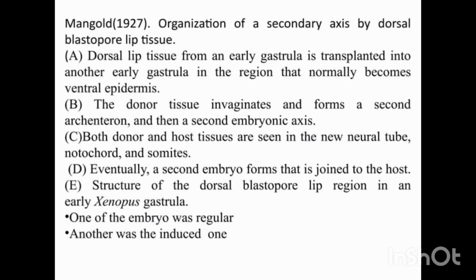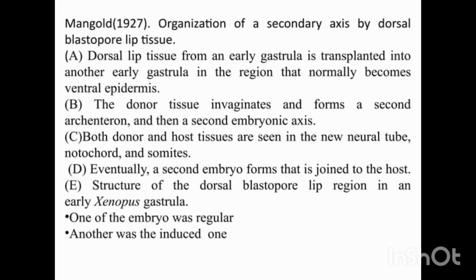Mangold in 1927 showed the organization of a secondary axis by dorsal blastopore lip tissue. Dorsal lip tissue from an early gastrula is transplanted into another early gastrula in the region that normally becomes ventral epidermis. The donor tissue invaginates and forms a second archenteron and then a second embryonic axis. Both donor and host tissues are seen in the neural tube, notochord, and somites. Eventually, a second embryo forms that is joined to the host.